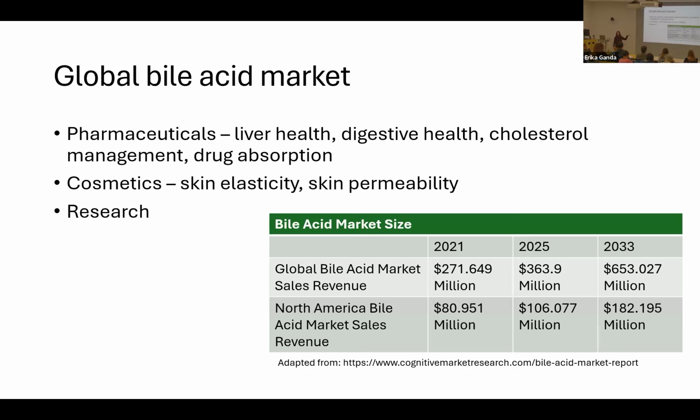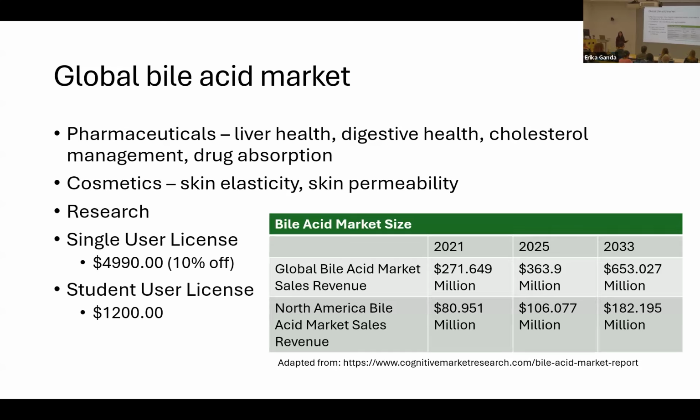And of course, in research, anyone who's purchased bile acids knows that they range from $50 a gram to $600 for 10 milligrams of bile acids. And just to add to this point, if you wanted to buy this report, you can get it for the low, low price of almost $5,000. Or if you're a student, a little bit cheaper.